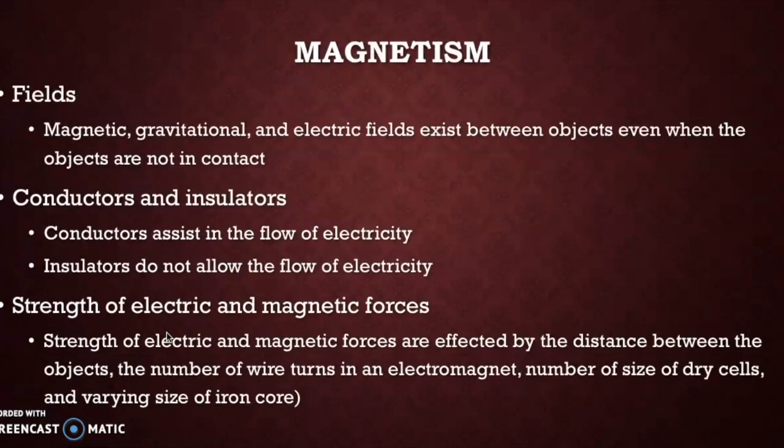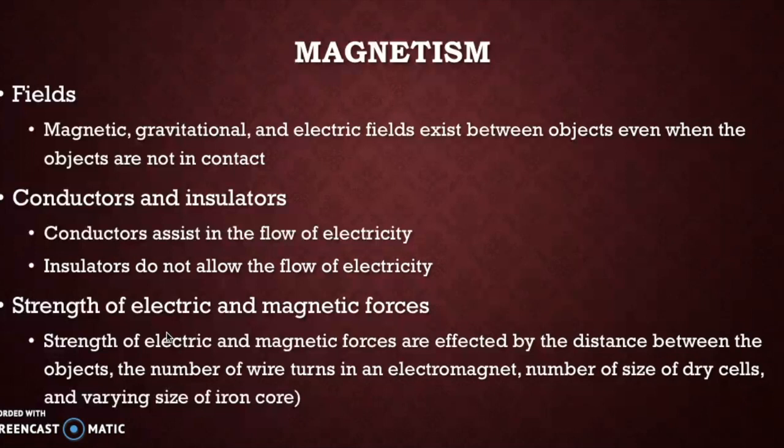Magnetism. You guys just went over this not too long ago as well. So magnetism deals with fields. So you've got magnetic, gravitational, and electric fields. They always exist between objects, even if they're not in direct contact with each other. Conductors and insulators. Conductors assist in the flow of electricity, while insulators do not.